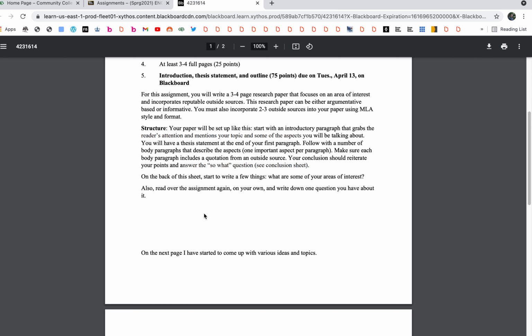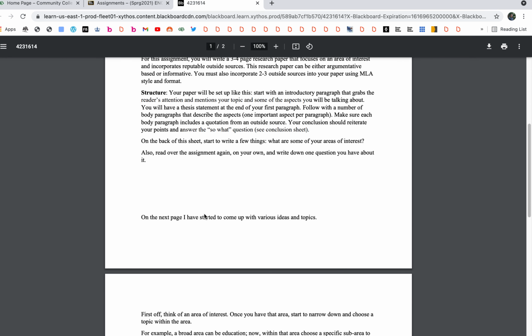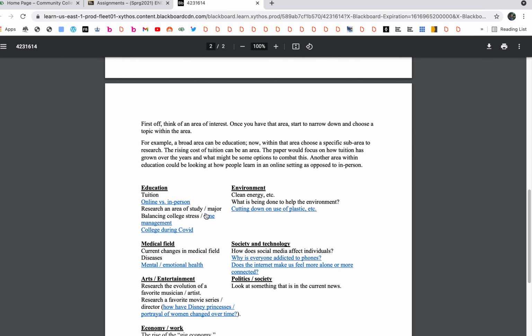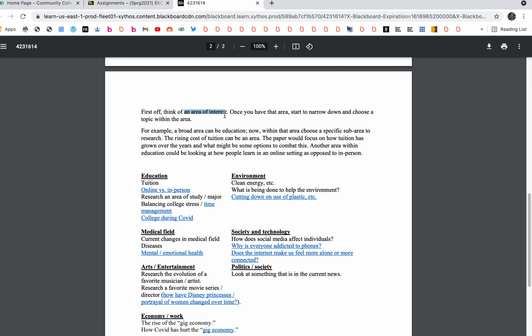You don't have to choose these things. If something on here catches your eye, you can take it and run with it. But this is just some of the type of brainstorming I'm starting to do. So if you see here, first off, think of an area of interest. What are you interested in? Once you have that area, start to narrow down and choose a topic within the area.